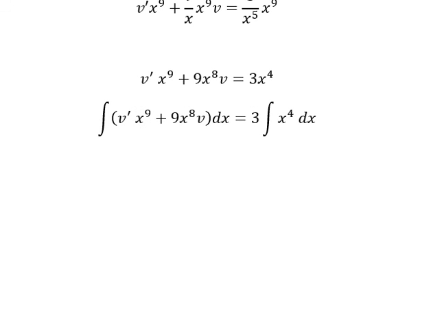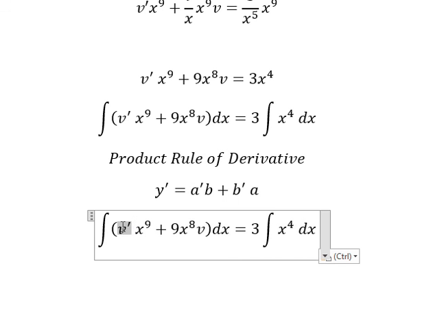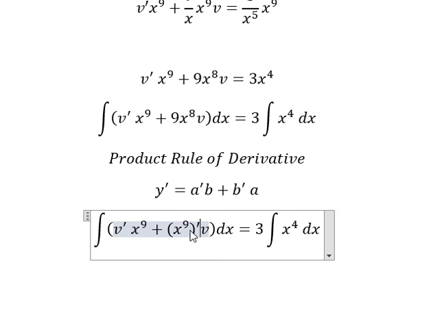So we can use the product rule of the derivative. So we have first the derivative of y equals first the derivative of a multiplied by b plus first the derivative of b multiplied by a. So this one we have first the derivative of a multiplied by b. This one we have first the derivative of b multiplied by a.